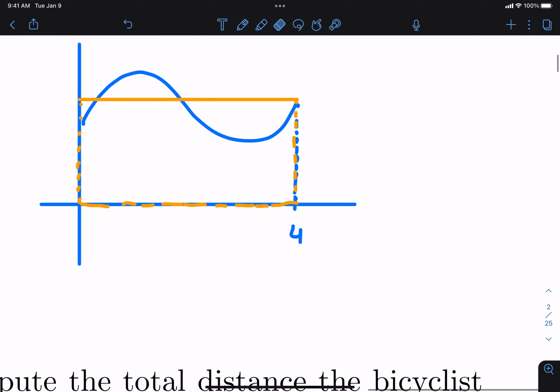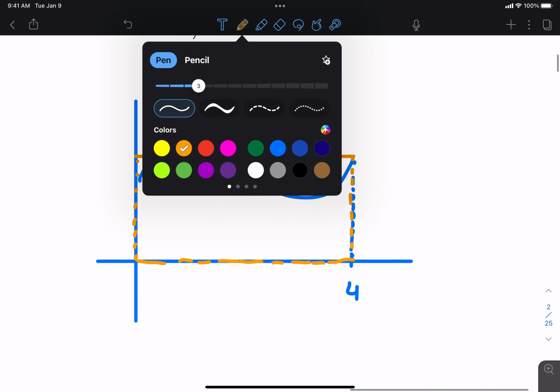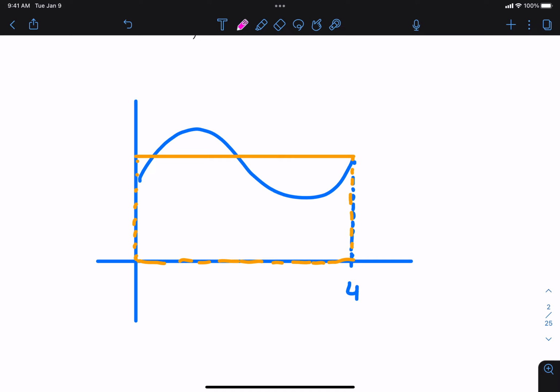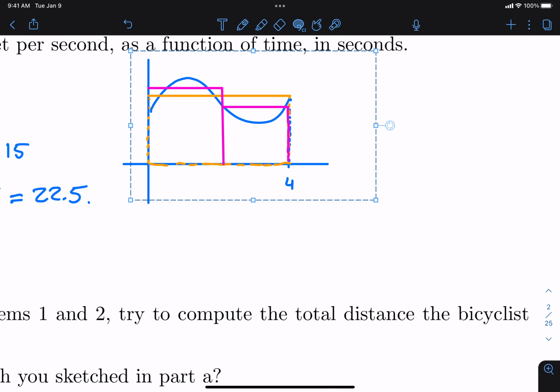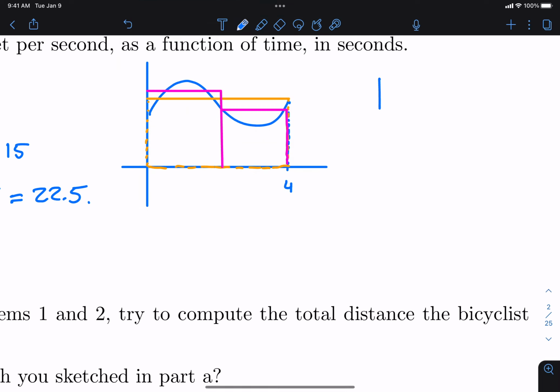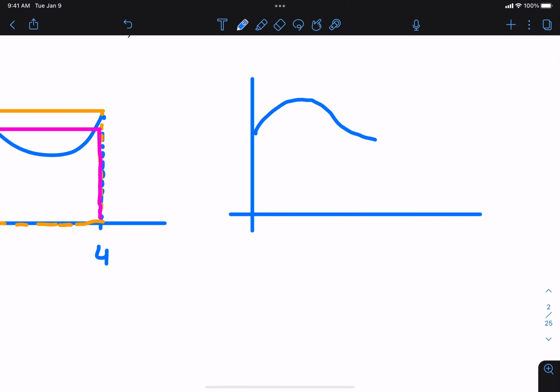And in fact, we could do even better than that. We could say that the area of this shape is even better approximated by the combined area of these two pink rectangles. Yes? And in fact, the more and more rectangles we use, the better and better our approximation gets. So let me show you what I mean. So I'm trying to find this area. Well, what if I were to do something extremely fine, like this?